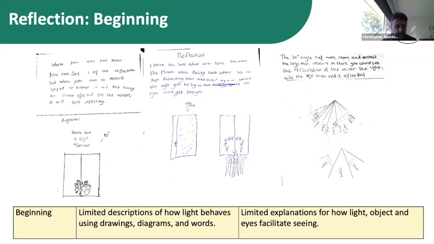And this being the first sequence of lessons that we had done with these students, this really came through, and you can see it in this slide. What we're looking at is a beginning stage, which is very limited descriptions of how light behaves and limited explanations of how light, object, and eyes facilitate seeing. So if you look in particular at those graphics, the drawings are quite simplistic, and as we move through the different levels of analysis, you'll see how we tried to categorise them. So that's beginning, but as I said, very heavy influence on the textual and simple graphics.